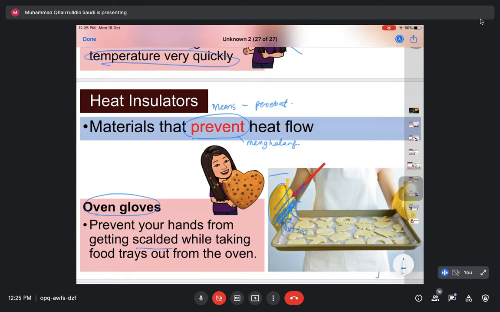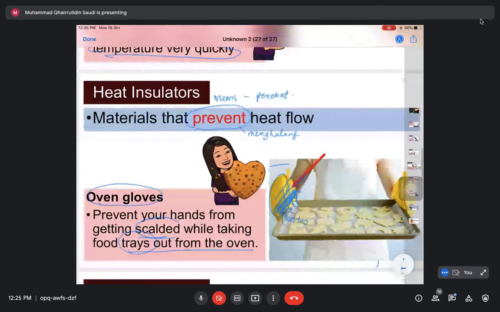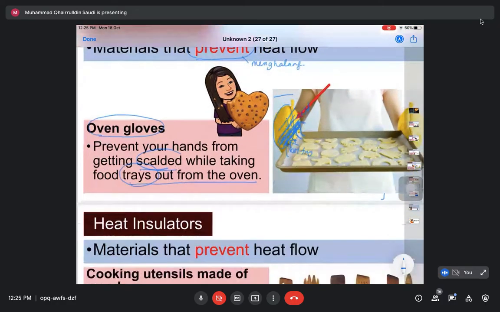Okay, so our hand tak akan mendapat heat energy yang sangat banyak. Okay, sebab some is prevent by the insulator. So oven gloves prevent your hands from getting scalded or melecur while taking food trays out from the oven. Yes, it's here, trays, from the oven. Okay, so we need the insulator.